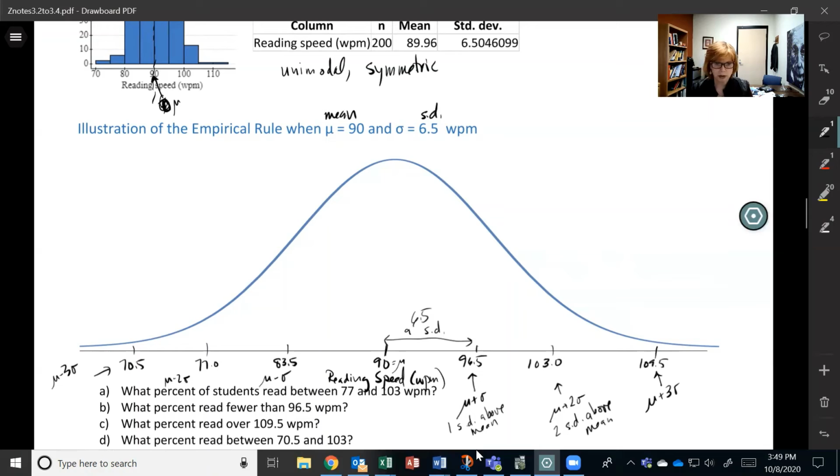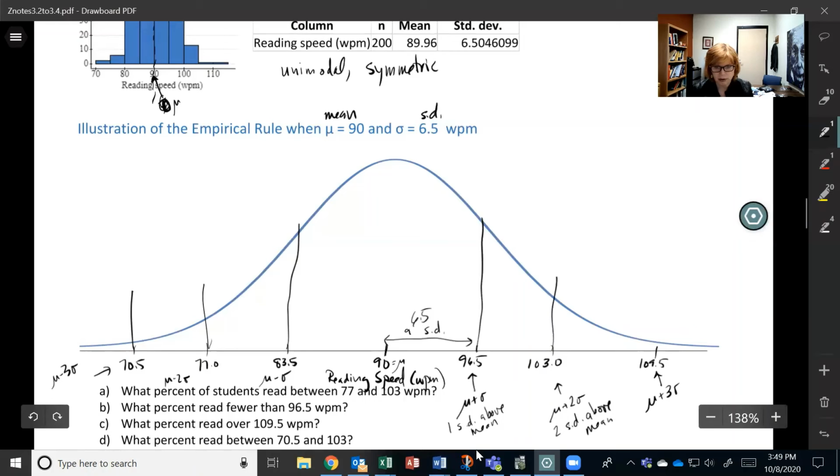So I've broken up my x-axis, and according to my rule, almost everybody, 99.7% of students, will read between 70.5 and 109.5 words per minute. Then 68% will be between this one and this one, and 95% between this one and this one. So we're going to draw straight lines up from these values above and below the mean.